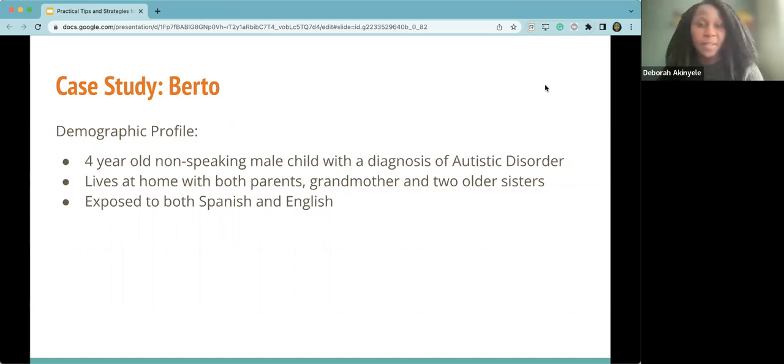This is a really quick profile for this fictional client, Berto. He's a 4-year-old non-speaking male child and has a diagnosis of autistic disorder. He lives at home with both parents, his grandmother, and 2 older sisters, and is exposed to both Spanish and English.